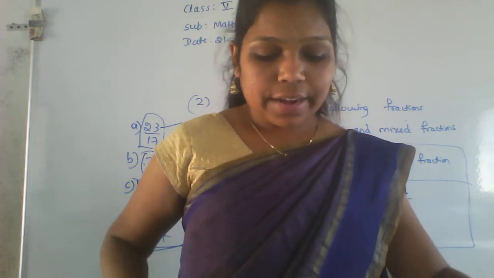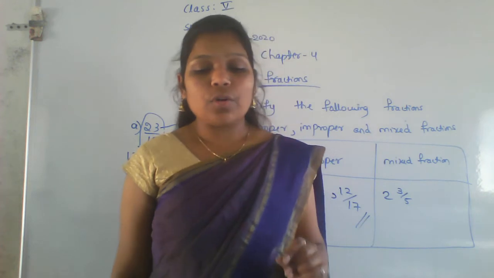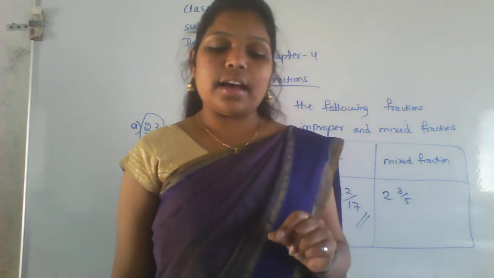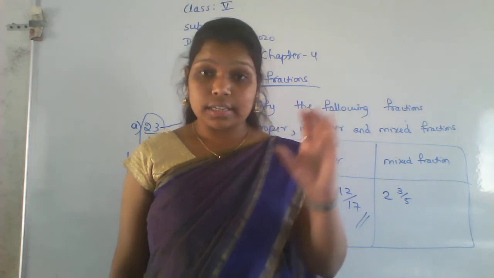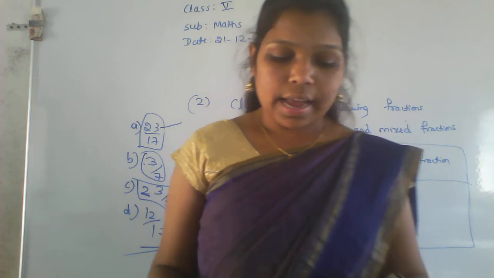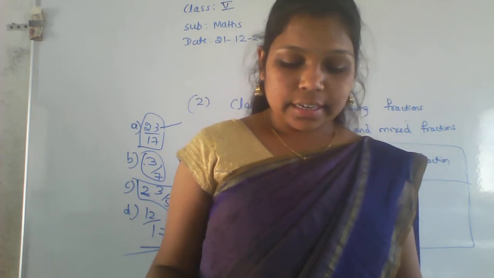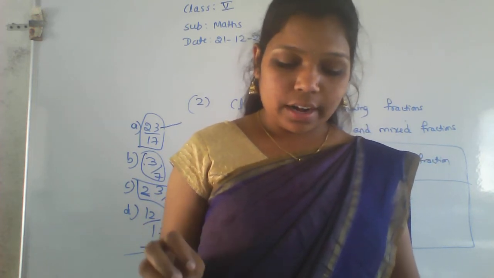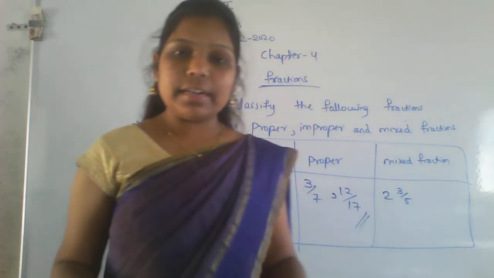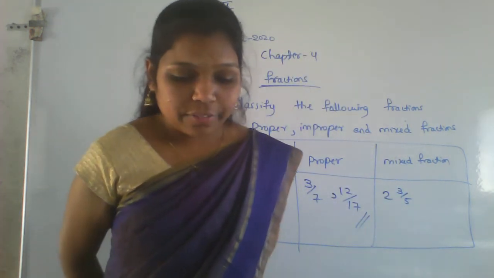Fractions are parts of a region or a collection. It is always part of some region or collection. And numerator and denominator are the parts being referred, divided by the parts in all. For example, 2 by 3, 4 by 5, like that.